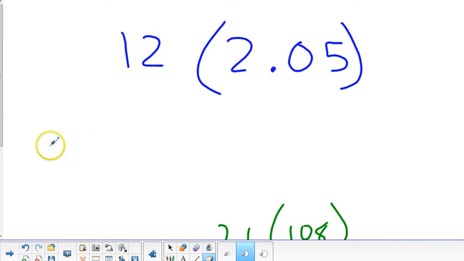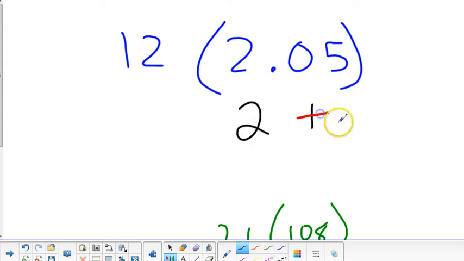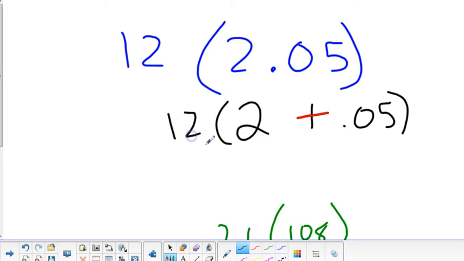So how about this one? Can you break this one up? All right, anybody done? I'm done. So I'm going to multiply this, and I'm going to break it up. How about I not erase? How about I draw? Okay. So I'm going to do this. 12 times 2 and 12 times 0.05. 12 times 2 is 24. 12 times 0.05 is going to be 0.60, because 12 times 5 is 60, and there are 2 decimal places. So this is 24.60. Pretty cool.